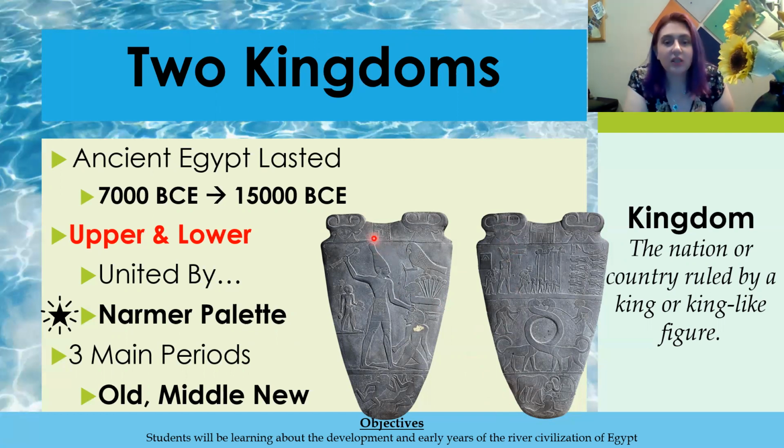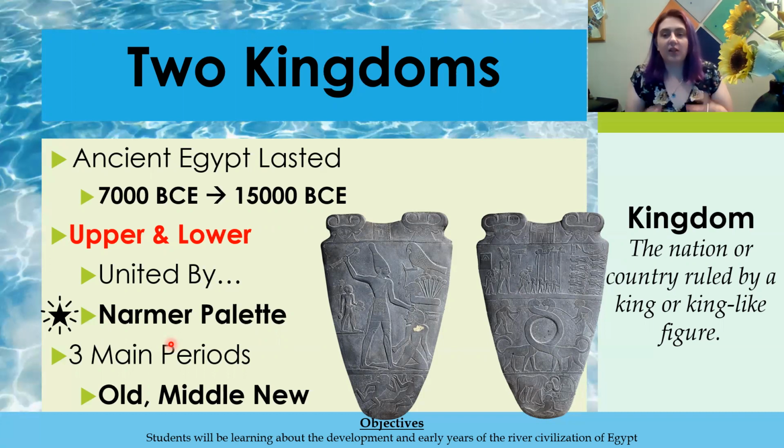So on one side, you see him only wearing the red one, and then the other side, he's wearing both, and he's commanding a large army. So that's how we know that he was the one who united these two people, creating one kingdom. And this would be the start of our three main kingdoms, specifically the start of the Old Kingdom. As we go through, we'll talk about the Old, Middle, and New Kingdom, which were the three main periods of Egyptian rule in what is modern day Egypt along the Nile.